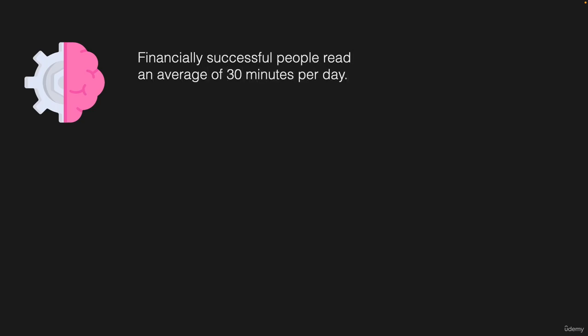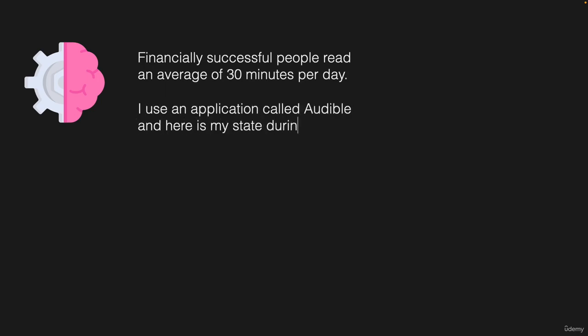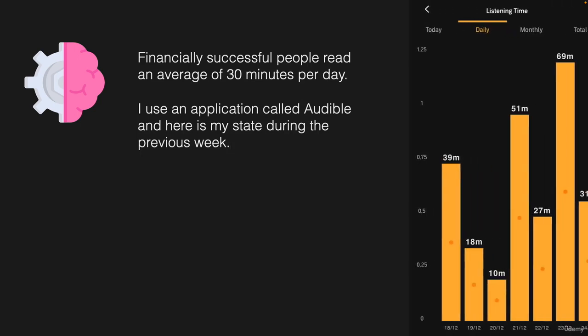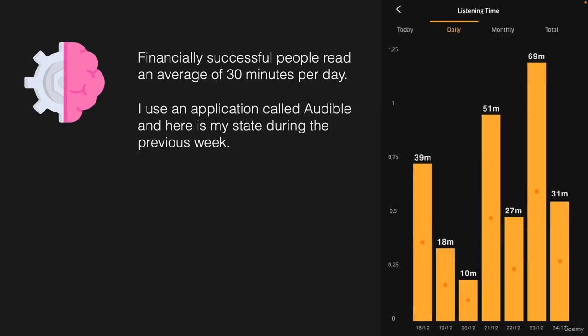Right, so let's practice what we have learned till now. Based on a study mentioned in the book Change Your Habits, Change Your Life, financially successful people read an average of 30 minutes per day. Now, I use an application called Audible, and here's my state during the previous week. You can see, for example, the first day I listened to audiobooks for 39 minutes, 18 minutes, then 10, 51, 27, and 69, and finally 31 minutes.